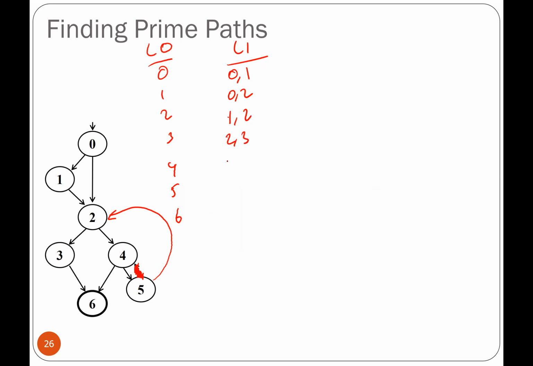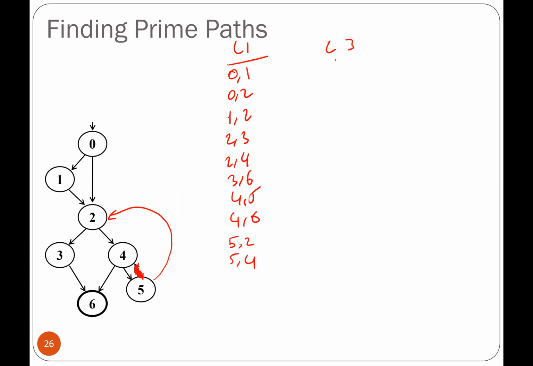Okay, then we got 2, 3, 2, 4, 3, 6, 4, 5, 5, 4. No, actually 4, 5, 4. There's actually 4, 6. And then finally, we got, was it 5, 4? Okay, meaning that everything over here is already subsumed. 5, 2, doctor. Oh, yeah, 5, 2. I'm looking at still the old graph, but that 5, 2. Yeah, 5, 4. Okay, length 2.